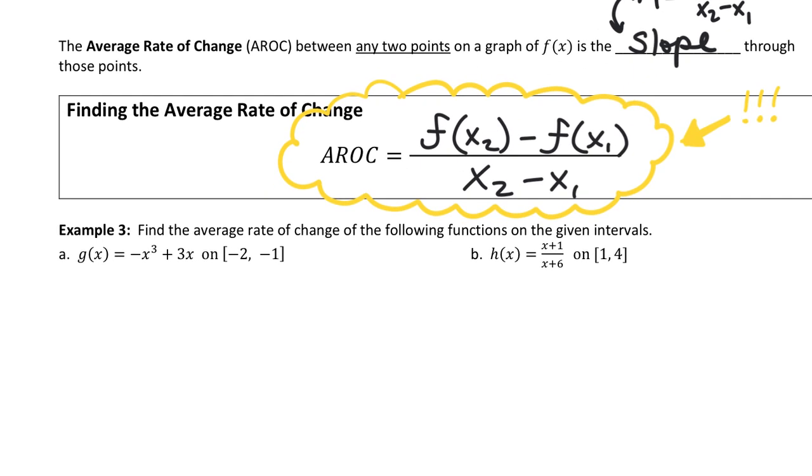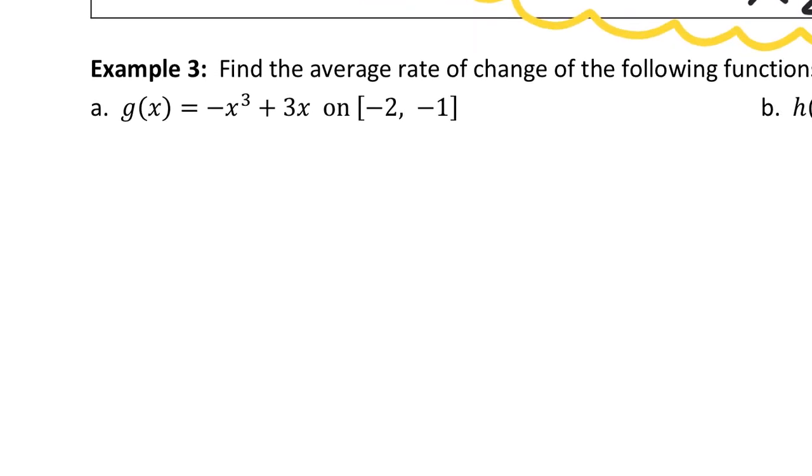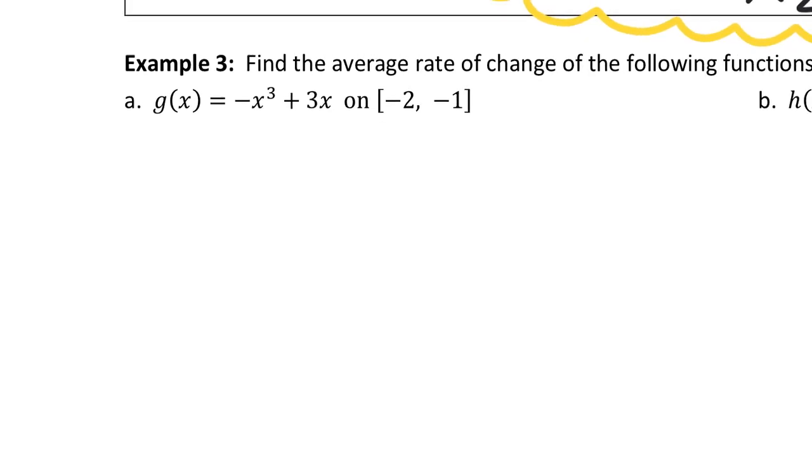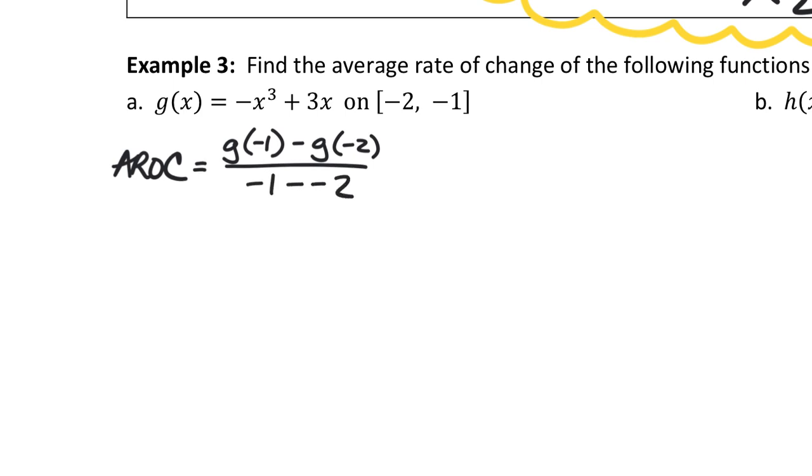Problem number 3 says find the average rate of change of the following functions on the given interval. So this first one wants us to find the average rate of change of g of x between -2 and -1. So we set up our formula. Our formula would say the average rate of change is equal to g of -1 minus g of -2 all over -1 minus -2. And I'm going to pause and explain what just happened.